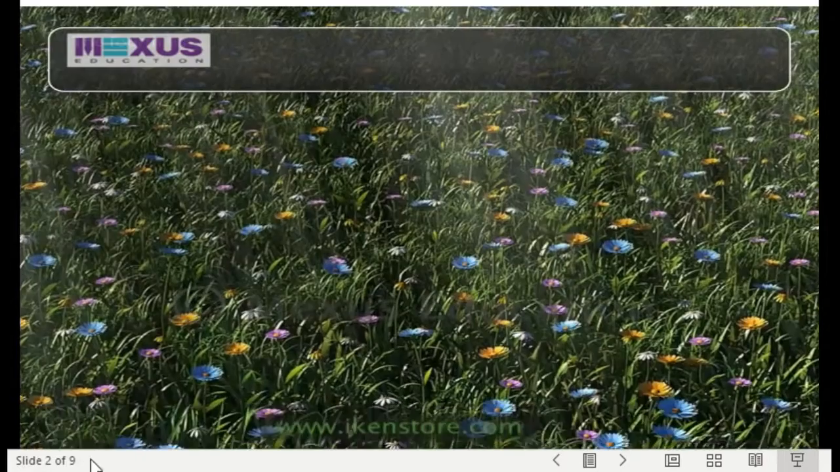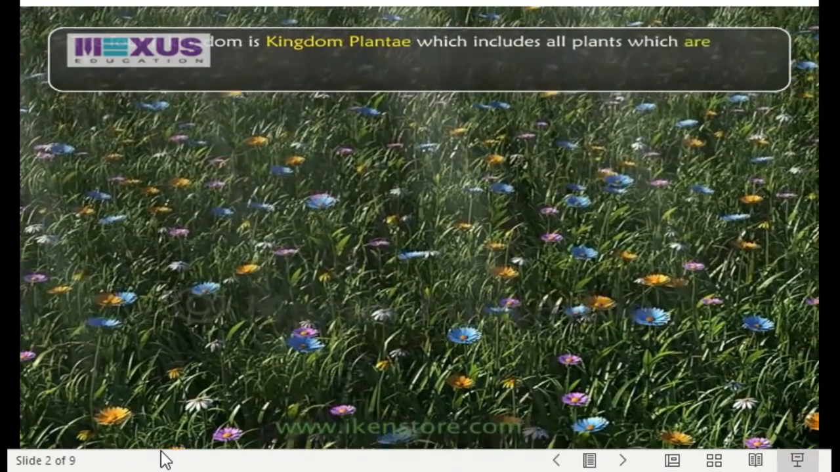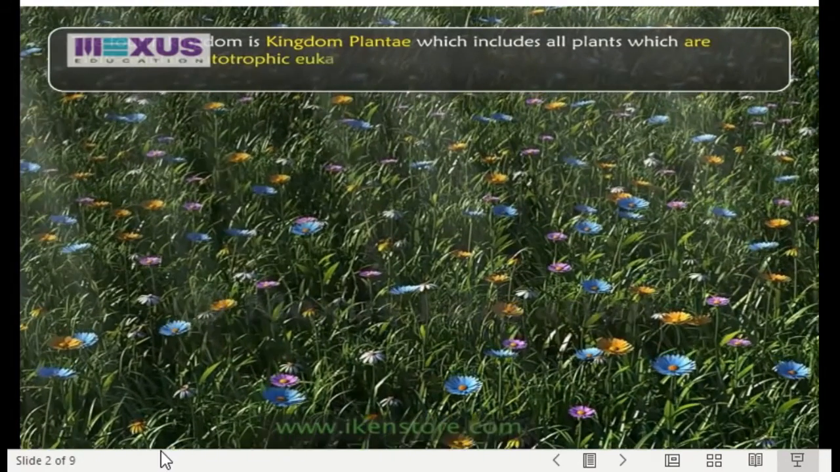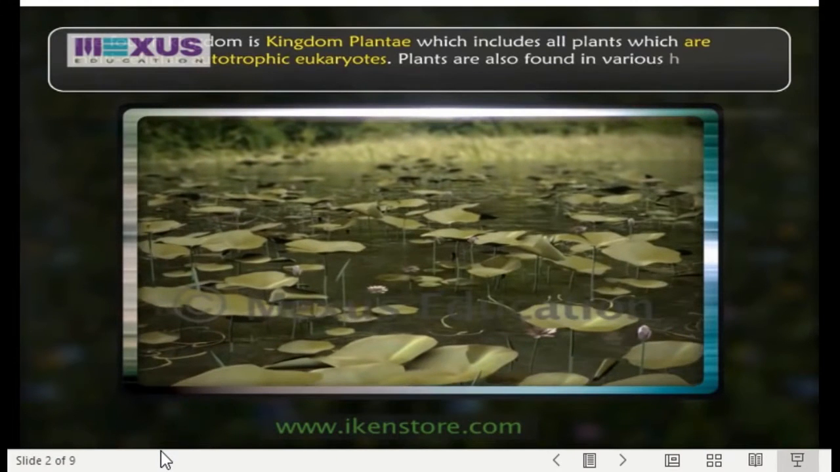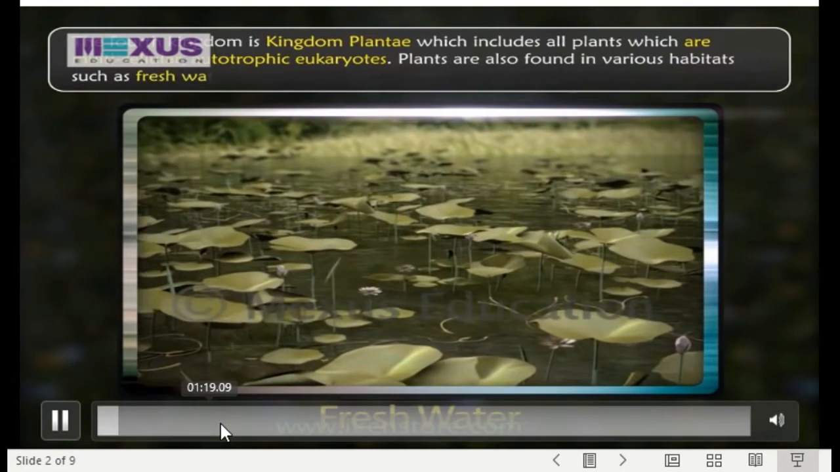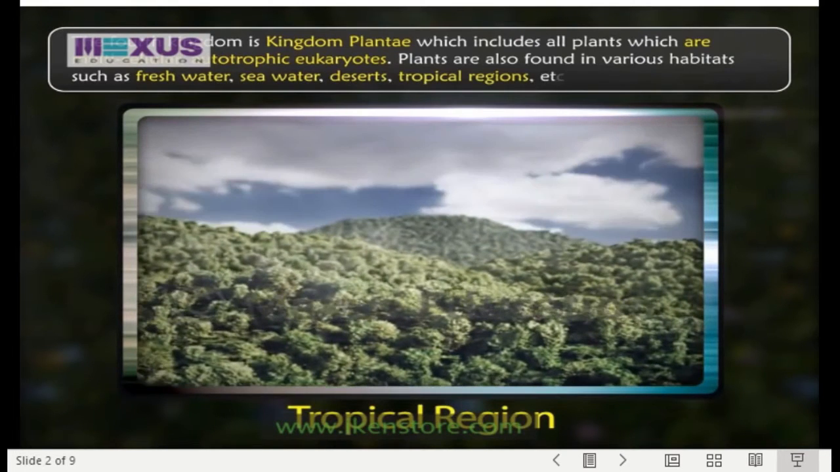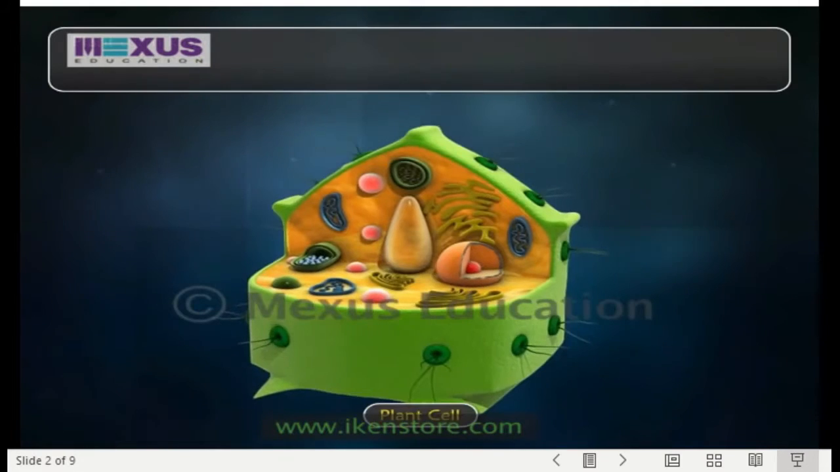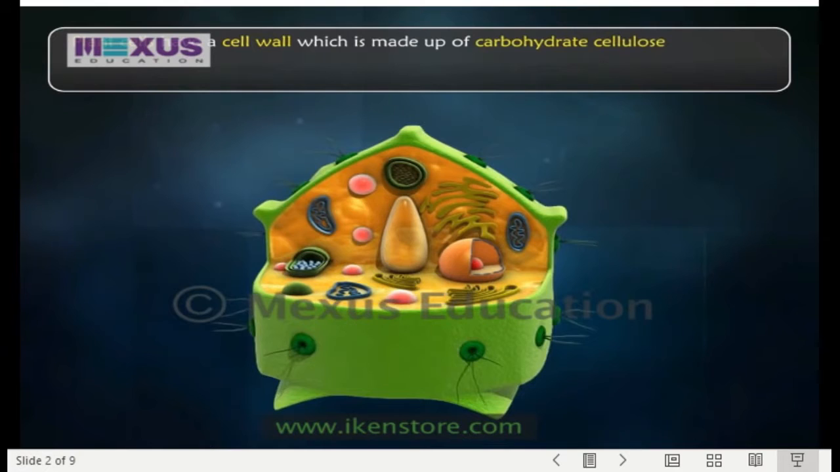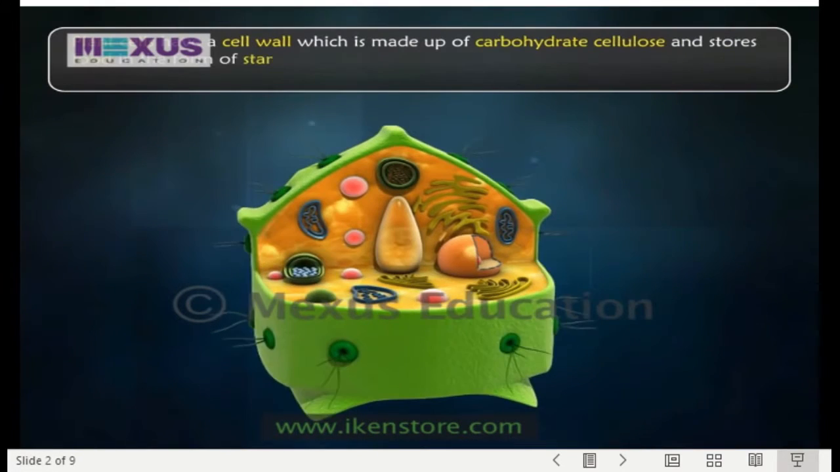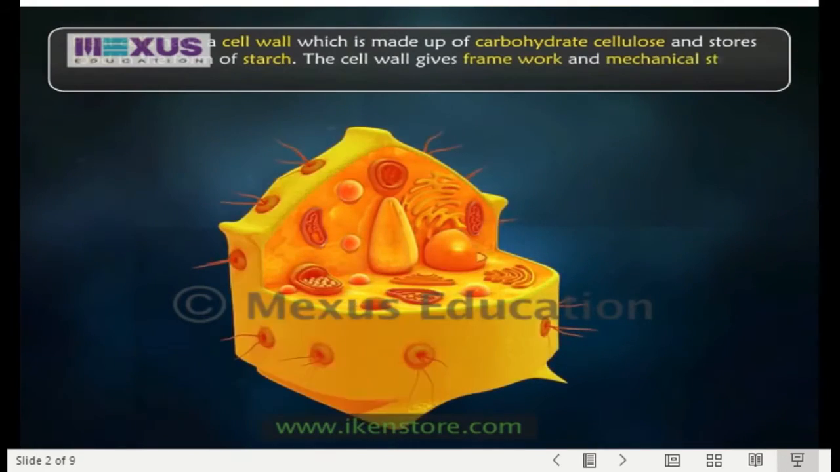The fourth kingdom is Kingdom Plantae, which includes all plants that are multicellular, autotrophic eukaryotes. Plants are also found in various habitats such as fresh water, sea water, deserts, tropical regions, etc. Plant cells have a cell wall which is made up of carbohydrate cellulose and stores food in the form of starch. The cell wall gives framework and mechanical strength to plant cells.